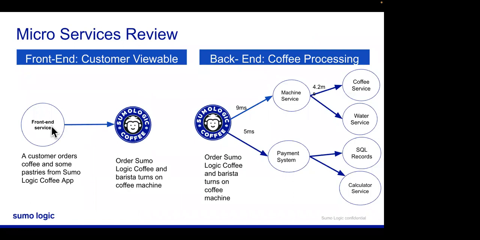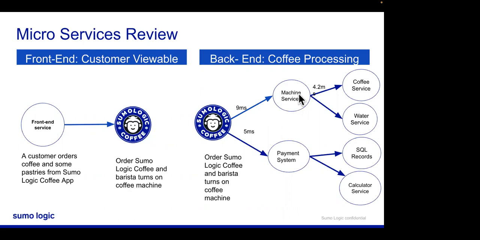Now, from the front end, I'm the customer. I go to the Sumo Logic coffee person at the cash register. I order some coffee. Maybe I want to order some pastries as well. You'll find I tend to like pastries. Okay. So the barista, like I said, turns on the machine. But on the back end processing, maybe I watch it, maybe I don't.